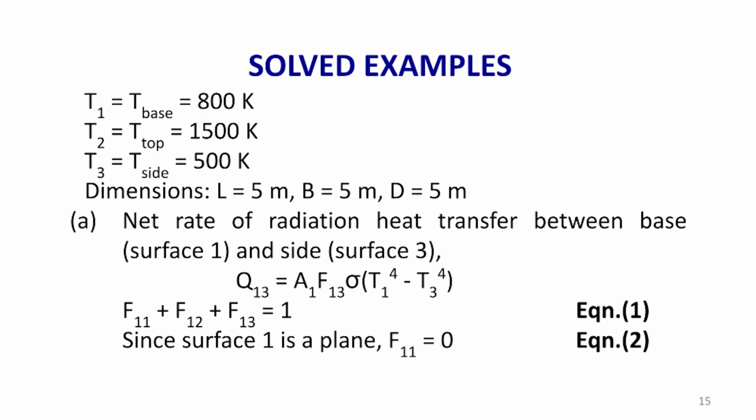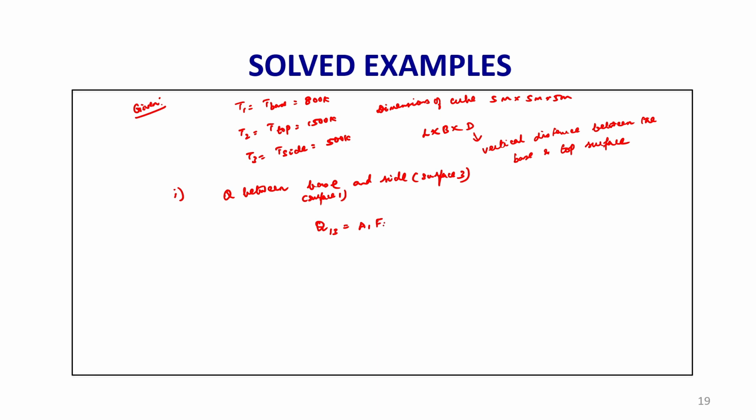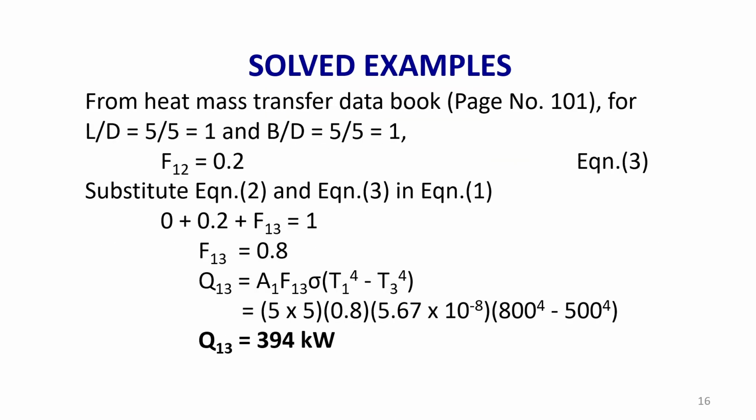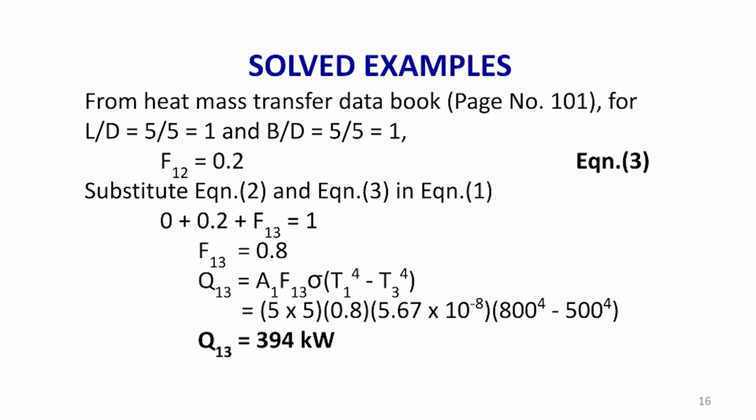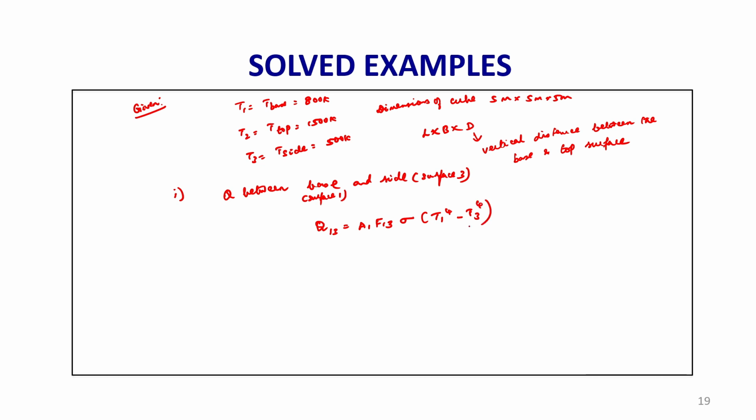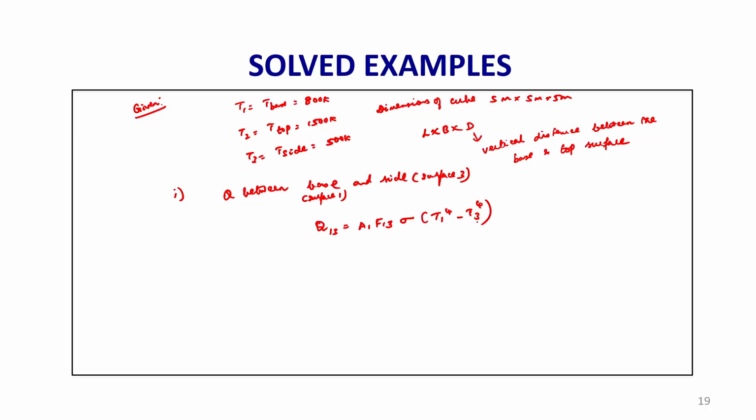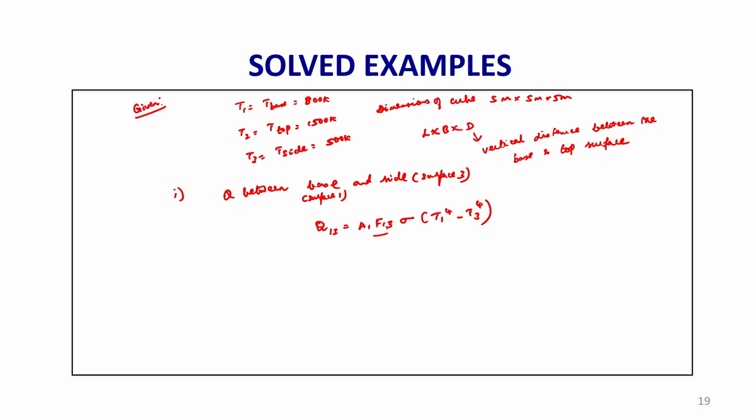So, if you see the formula, A1, the area of the base, into F13 into sigma, and the temperature difference between the base and the side, that means base is surface 1, side is surface 3: T1 power 4 minus T3 power 4. So, this is a slightly modified form of the Stefan-Boltzmann law. It is sigma into A into T, where there is a delta T between the base surface and the side surface. And now this F is called view factor or shape factor or configuration factor.